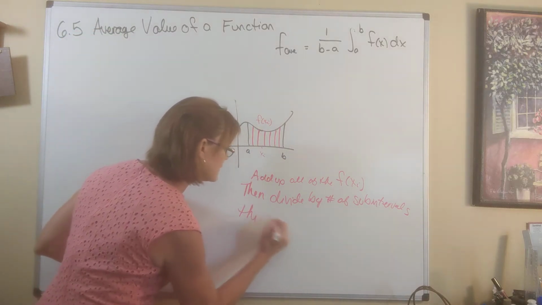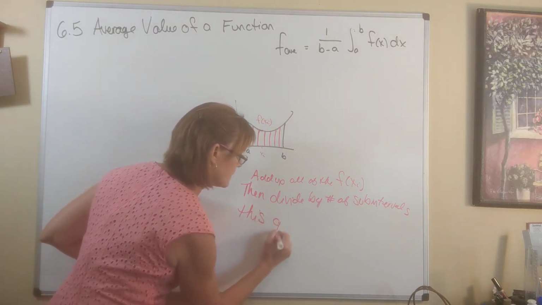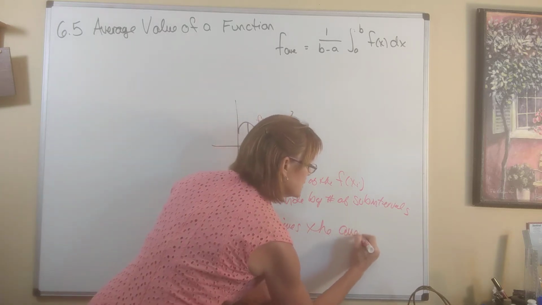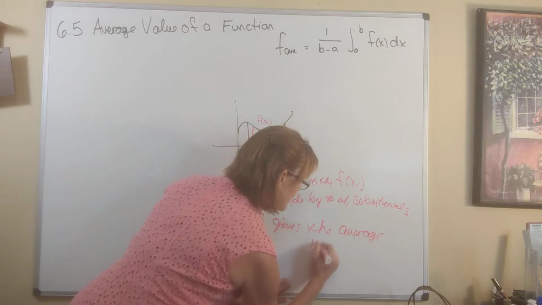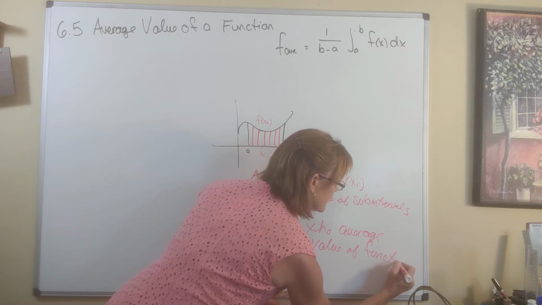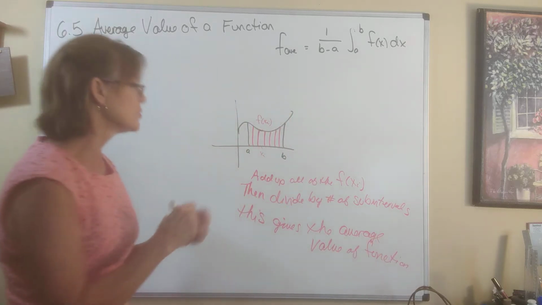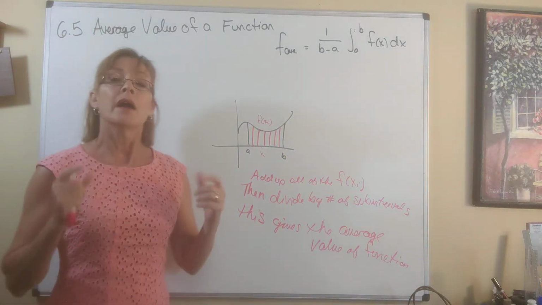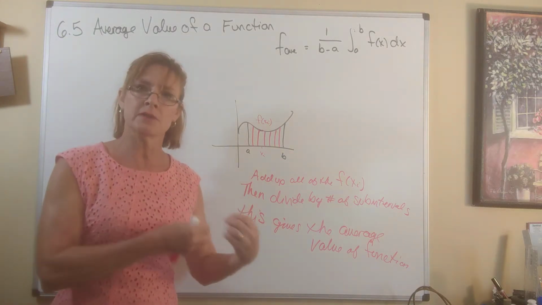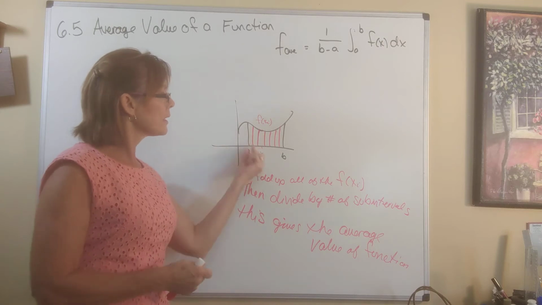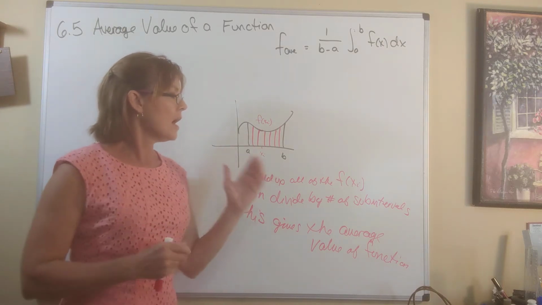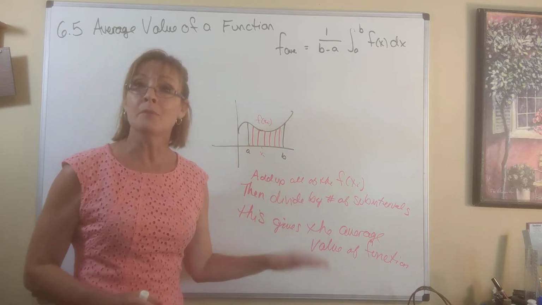This gives the average value of the function. Now, an approximation to the average value of the function. So, as usual, if we take more and more subintervals, and so these widths are smaller and smaller and smaller, our approximation will get better and better.